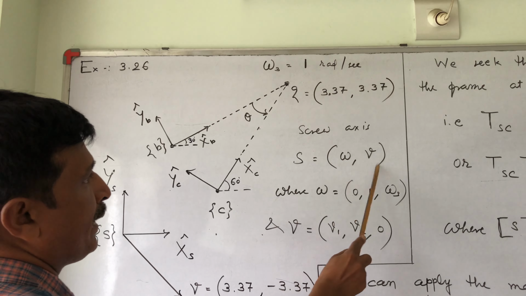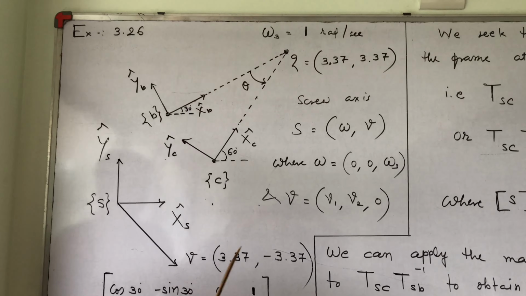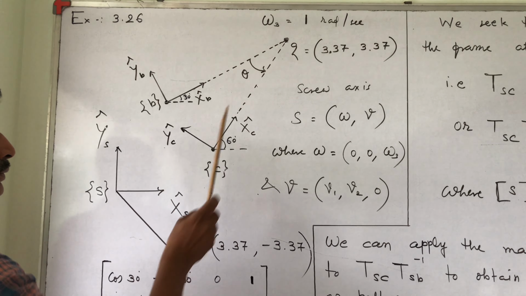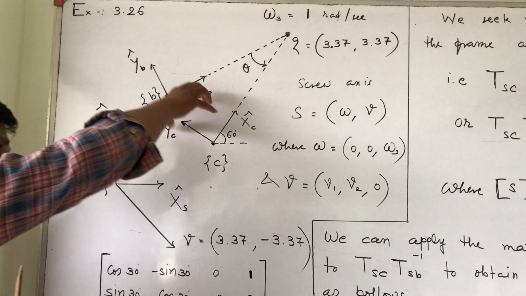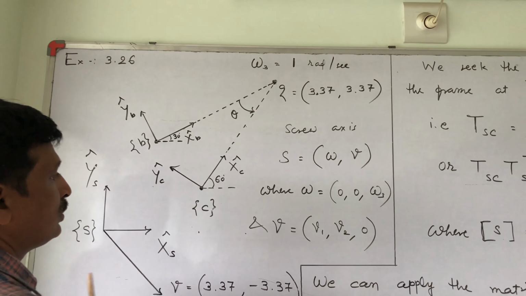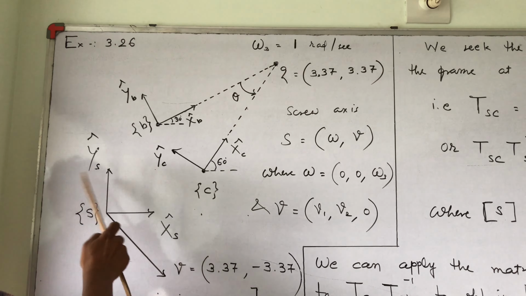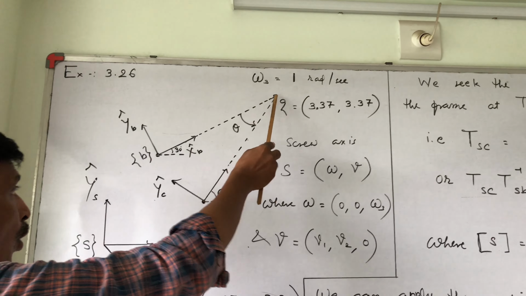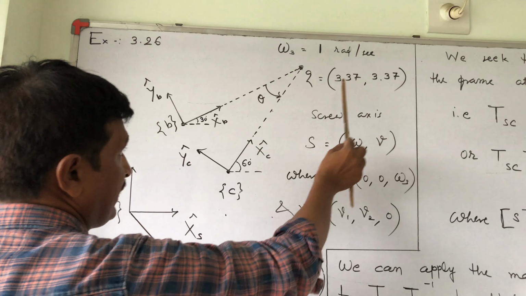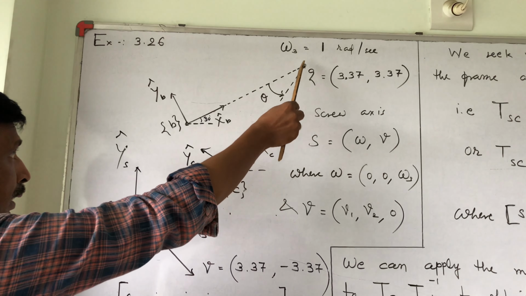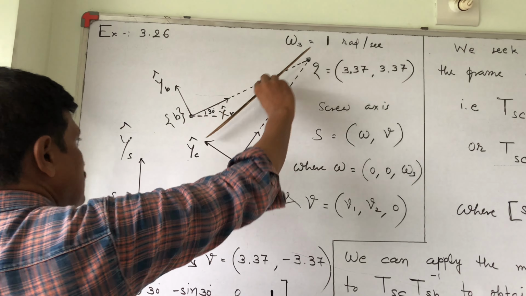Screw axis S is omega, v, where omega is 0, 0, omega 3 is 1. This one is the velocity expressed in S frame, v1, v2, 0. The body is rotated this way. So this is the velocity of the body expressed in S frame. If we consider the body's origin is here, then this is 3.37i, 3.37j. But if we consider the body origin here, and this is the position vector, if this one is P, then this one is minus P.